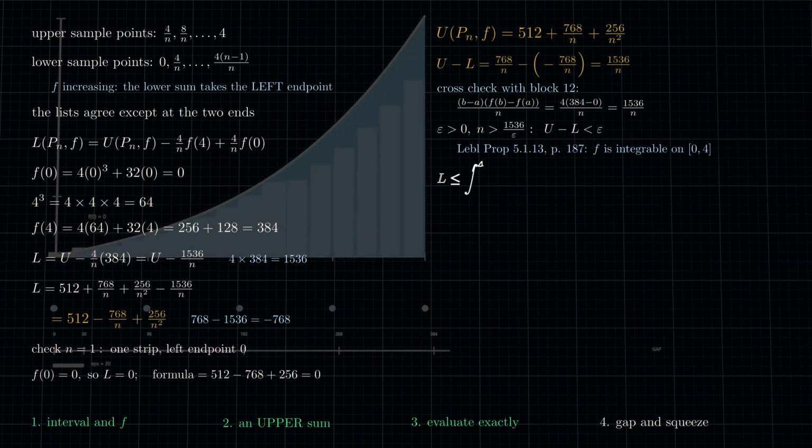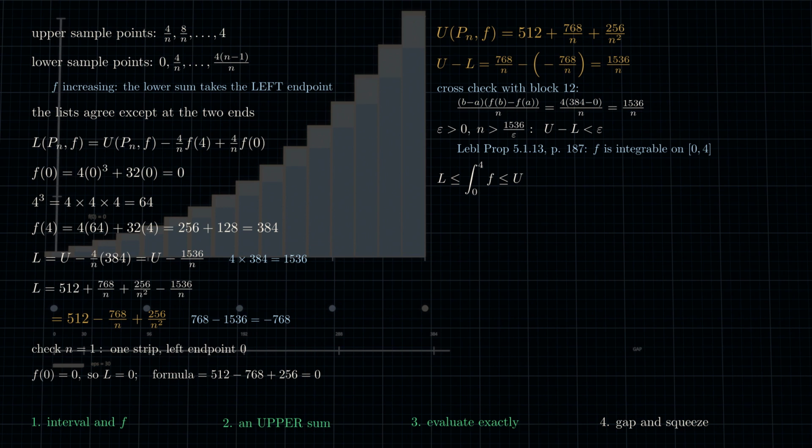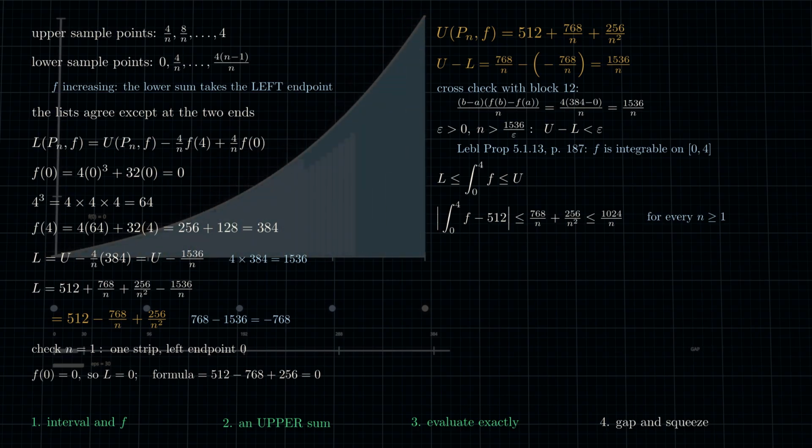Now the squeeze. For every n, the lower sum is at most the integral at most the upper sum. So the integral differs from 512 by at most 768 over n plus 256 over n squared, at most 1,024 over n when n is at least 1. True for every n. Name any positive tolerance. Take n beyond 1,024 divided by it, and the distance drops below what you named.